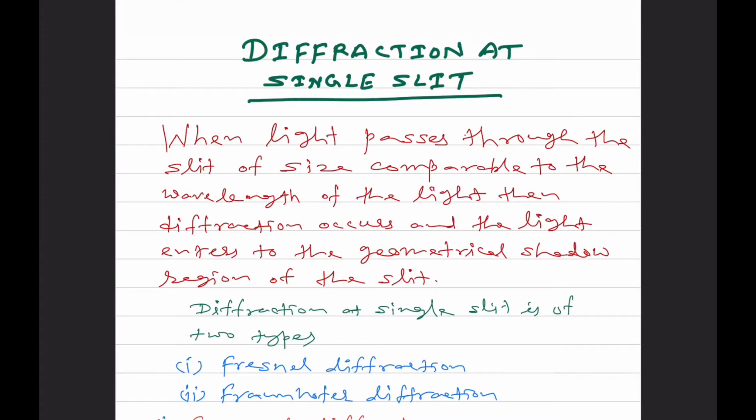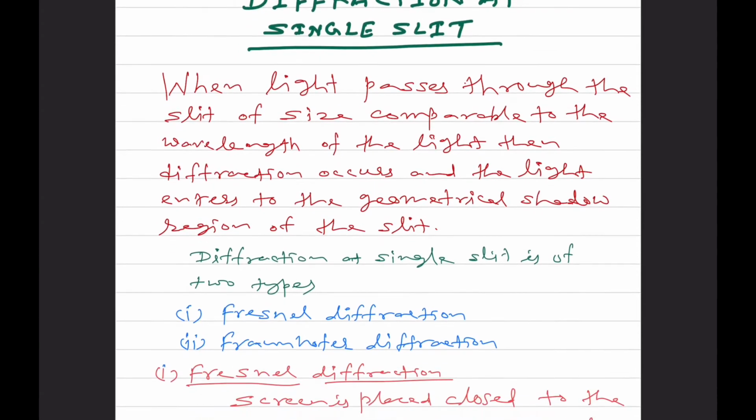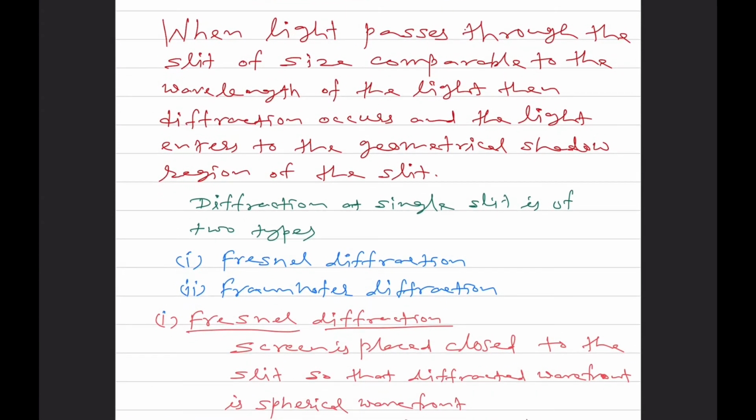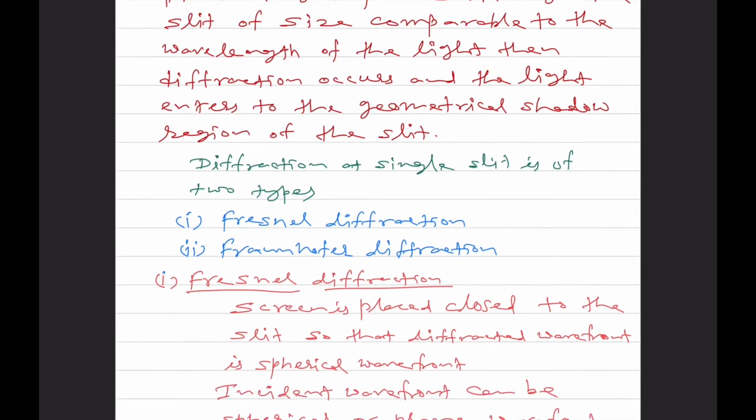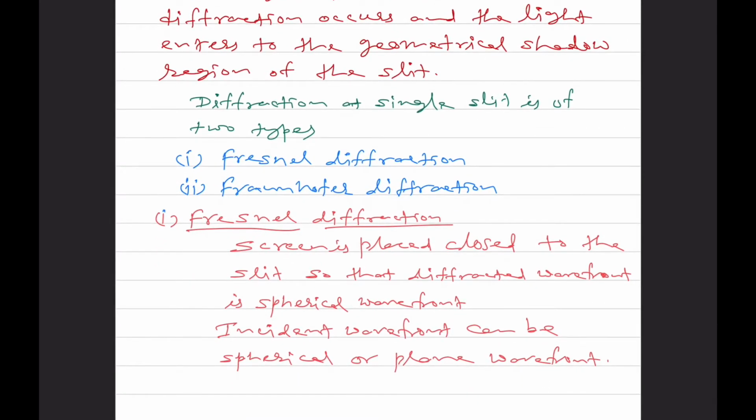The diffractions at single slit are of two types. The first one is Fresnel diffraction and the second one is Fraunhofer diffraction. We will understand them one by one. So first I consider Fresnel diffraction. The difference between these two is of wavefront only. When we talk about Fresnel diffraction, the wavefront we get after diffraction is a spherical wavefront.